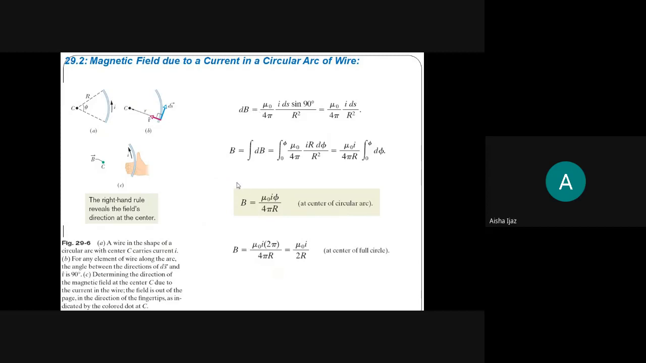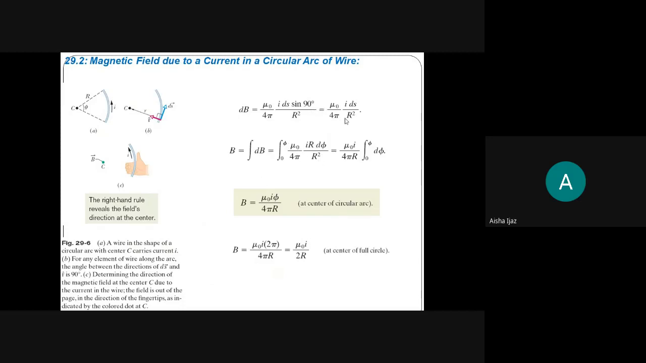Just integrate it. Now, what is the limit? You don't know the limit, so it's here phi. So just integrate it from 0 to phi. If it's a full circle, I will integrate it from 0 to 2 pi. If it's a half, 0 to pi. And the same, this phi will be given.